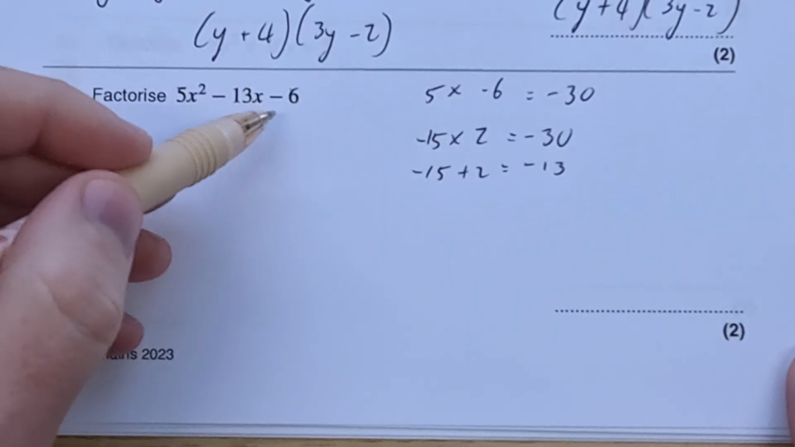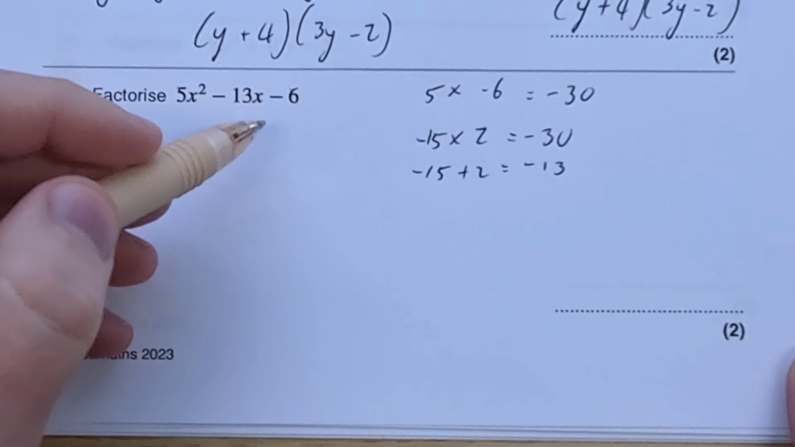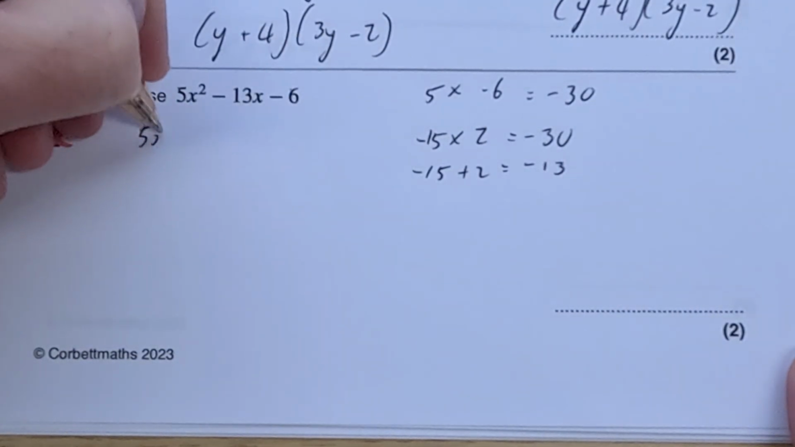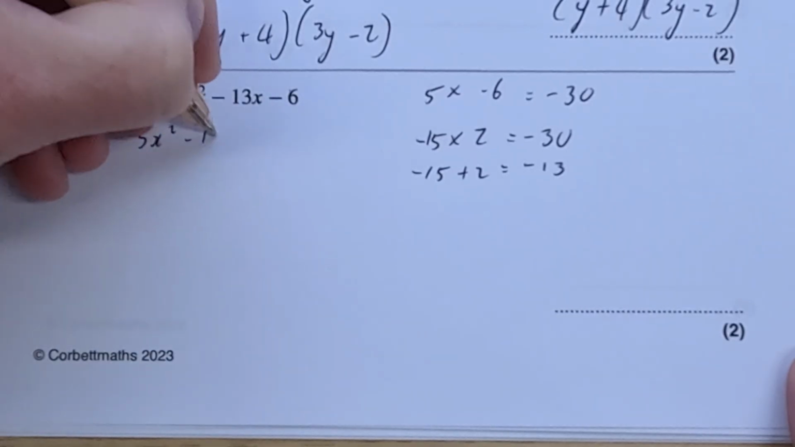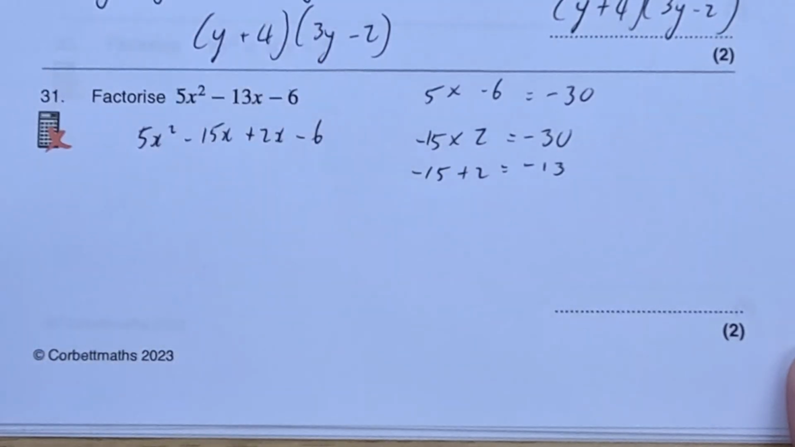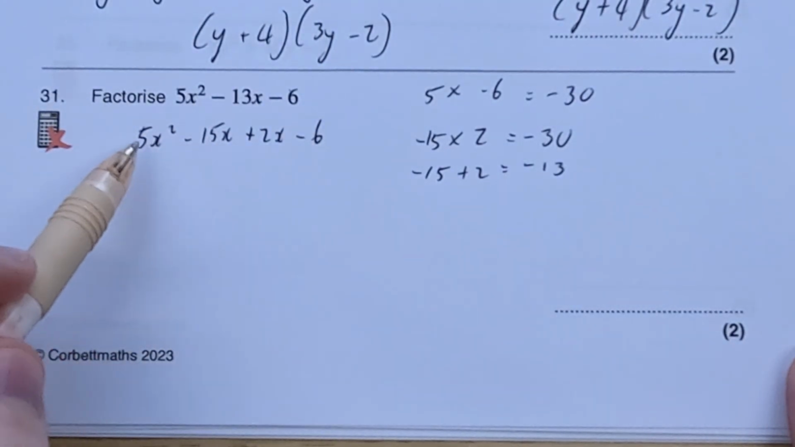Now I'm going to put the 2x on this side so that it's with the minus 6, so then we don't need to take out any minus numbers whenever we're factorizing it. So we're going to have 5x squared, we're then going to have minus 15x, we've then got plus 2x, and then minus 6. Okay, now let's factorize the first two terms.